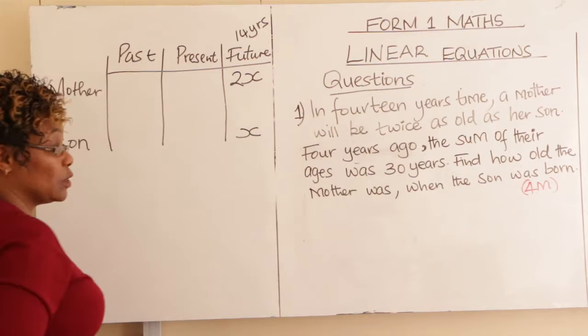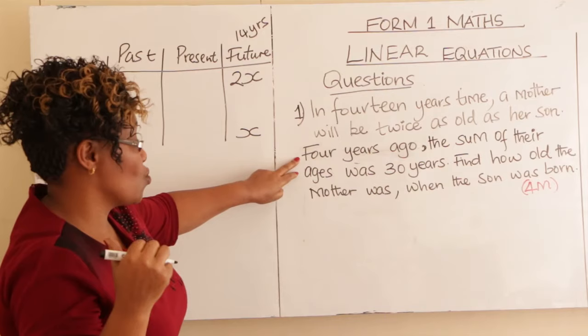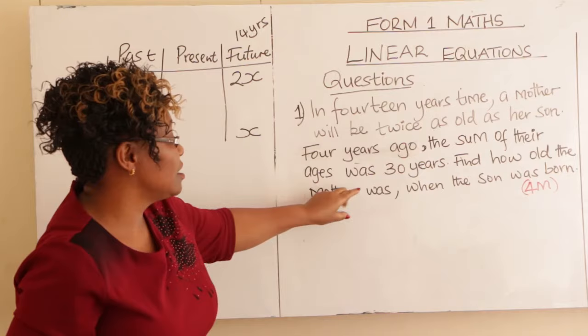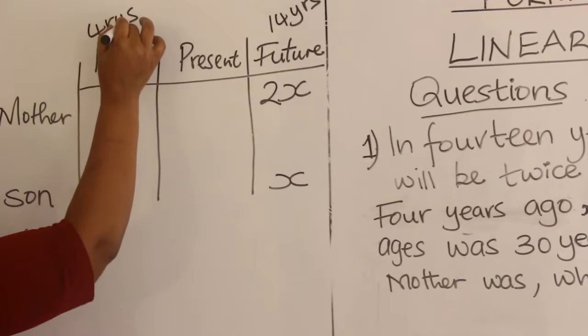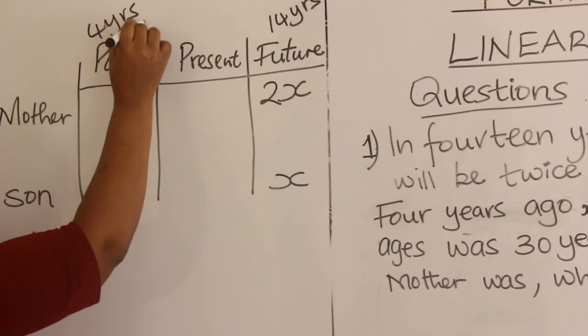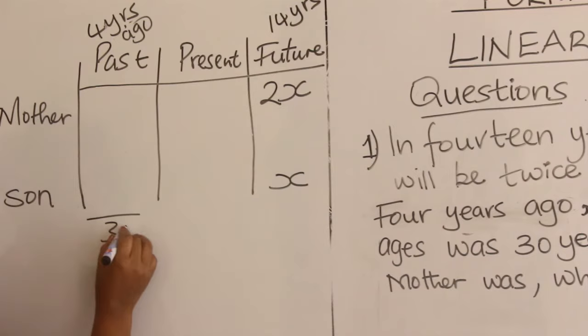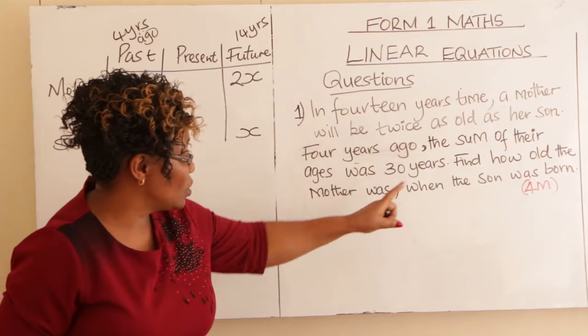Then you come here. 4 years ago, this is now to do with the past. 4 years ago, the sum of their ages was 30. It will add up to 30. So how do you go about that? Find how old the mother was when the son was born.